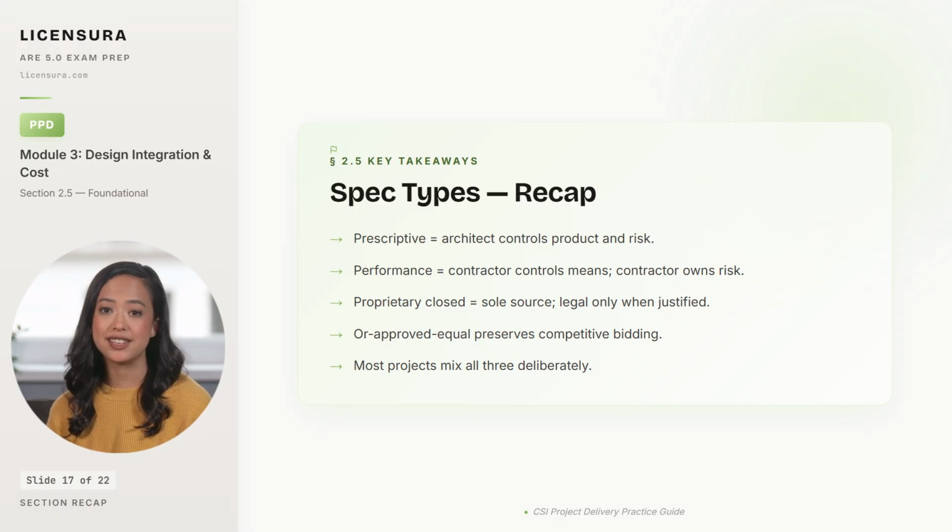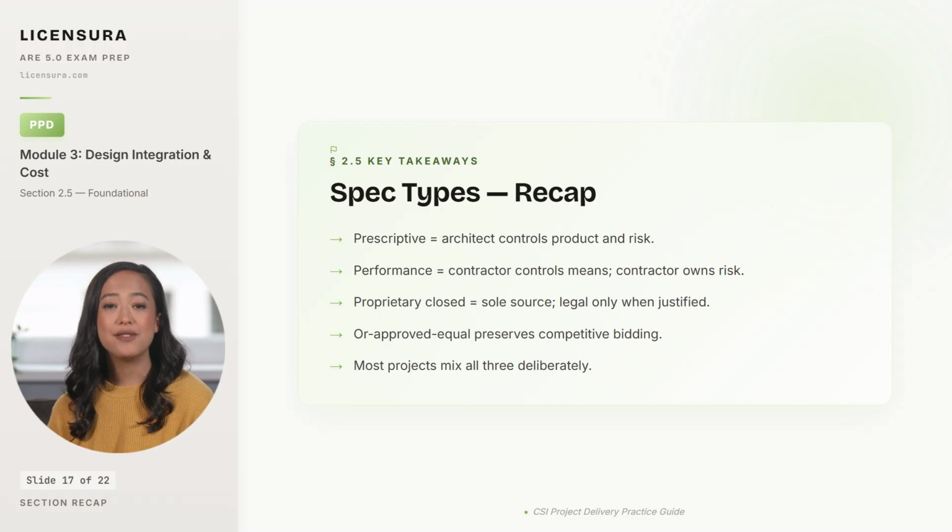Prescriptive specifications give the architect maximum control over the product, but transfer the performance risk to the architect because choosing the exact product is choosing the exact performance outcome. Performance specifications let the contractor control the means, but transfer the performance risk to the contractor because the contractor is now responsible for delivering the named result.